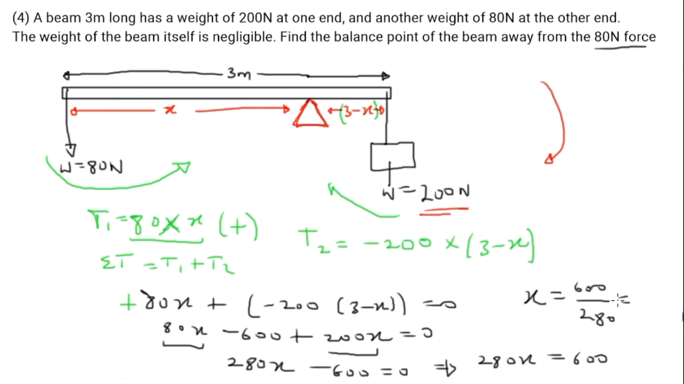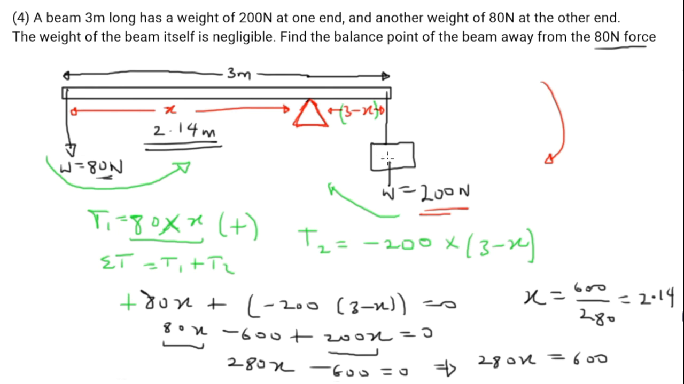Oh, 600 divided by 280, that's 2.14. So the distance of the balance point is 2.14 meters, and that's the answer. The balance point is located 2.14 meters away from the 80 Newton force.